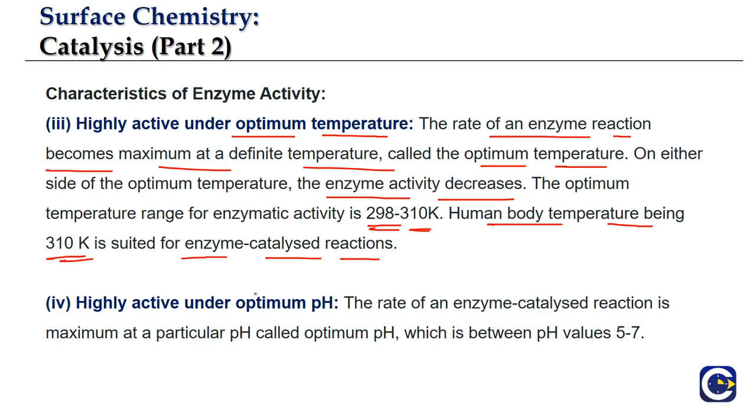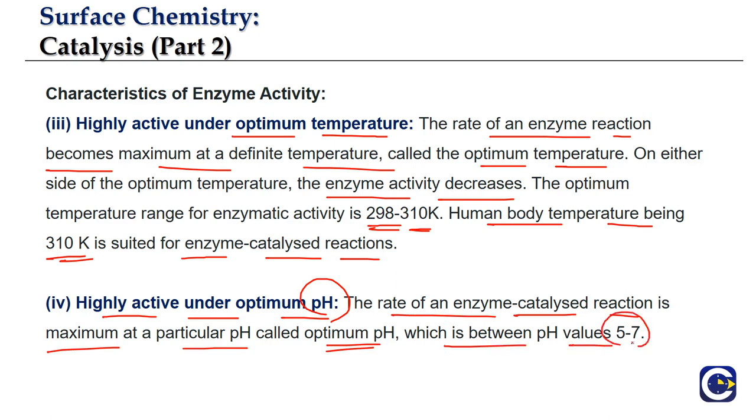Not just the condition in terms of temperature, but for the biochemical reactions which are catalyzed by enzymes, the activity of the enzymes will also be optimum at a particular pH value. If you look at the rate of enzyme catalyzed reactions, it will be maximum at a particular pH. We call this the optimum pH, just like the optimum temperature, and usually it will be in the range of 5 to 7.